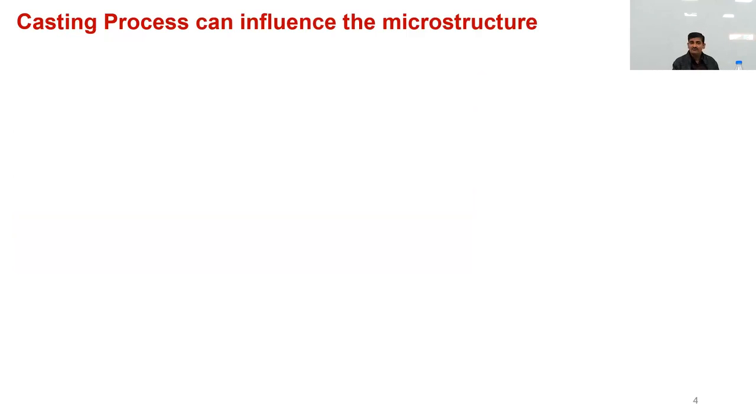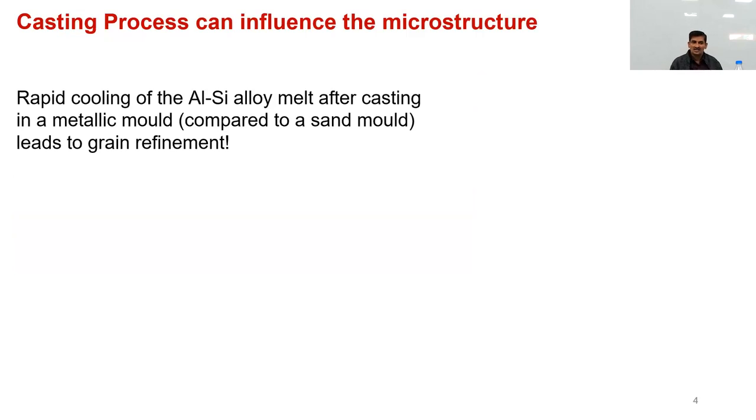Now, this is just an example of how the casting process can influence the microstructure. Supposing we have these so-called aluminum silicon alloys. It's a eutectic alloy, and we cast it into a metallic mold, and we also cast it into a sand mold. So it's often observed that there is a big difference in the kind of microstructure that we get in the material.